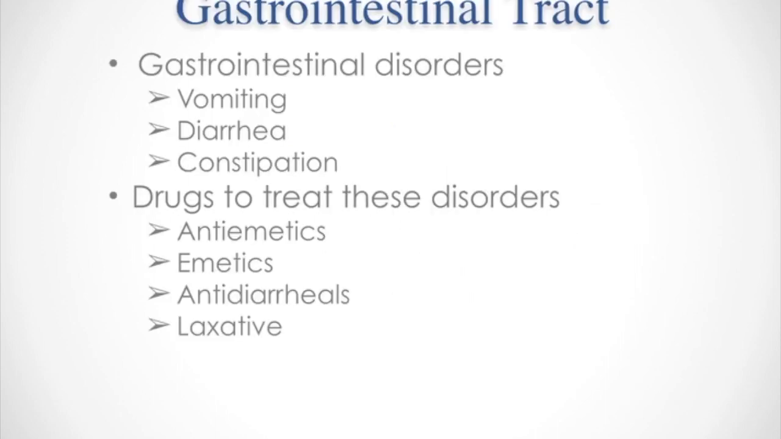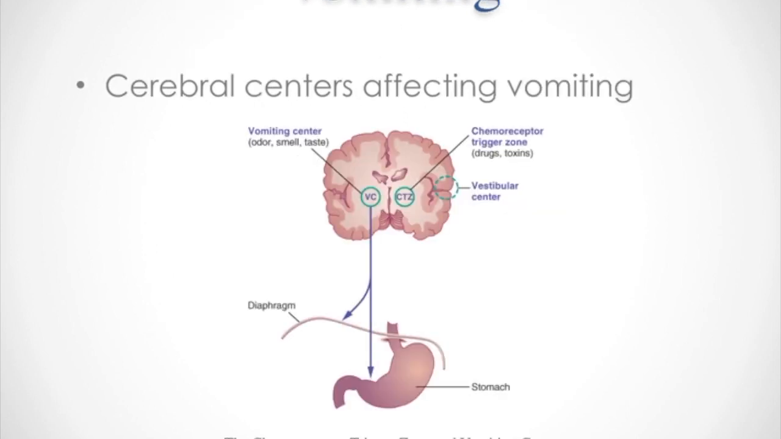And what are some examples of GI disorders? Well, good old vomiting, diarrhea, and constipation. And drugs that we are going to use, the classes are antiemetics, emetics, antidiarrheals, and laxatives. Let's first talk about vomiting. Vomiting has two different control centers in the brain.